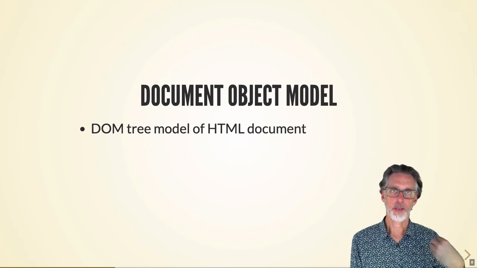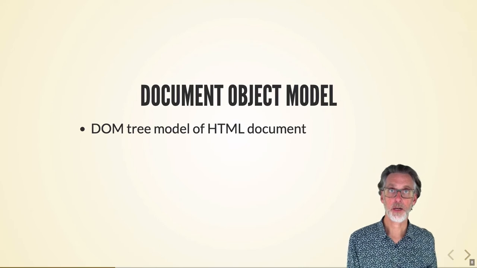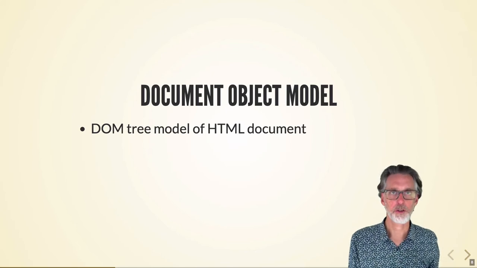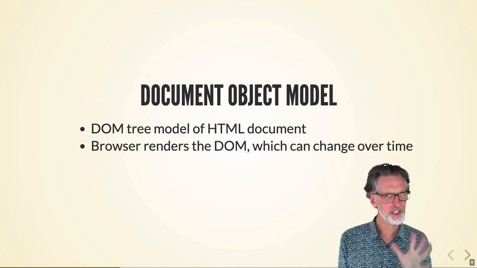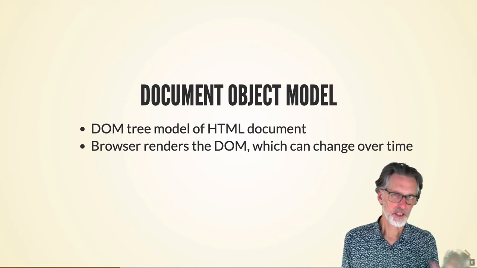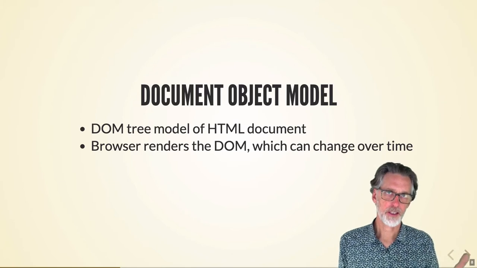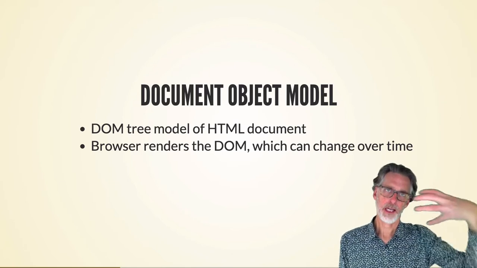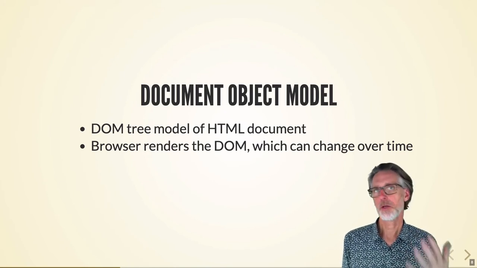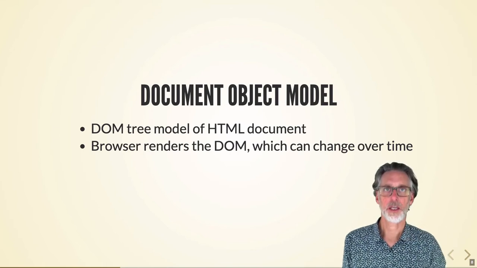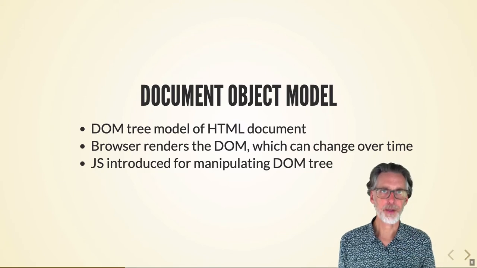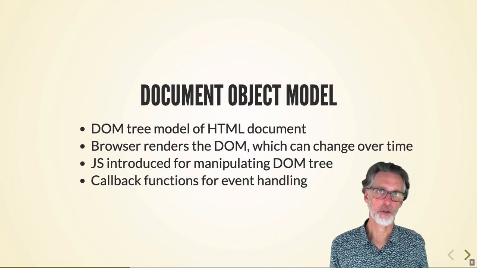Web pages are represented in programs using what's called a document object model, or DOM. The DOM is the object representation of an HTML page, at least initially. Your web browser renders this document object model. It doesn't render HTML directly. Instead, HTML pages are read into an object model, which then can change over time. And the web browser shows this document object model. JavaScript was created in order to cause dynamic changes to this document object model.